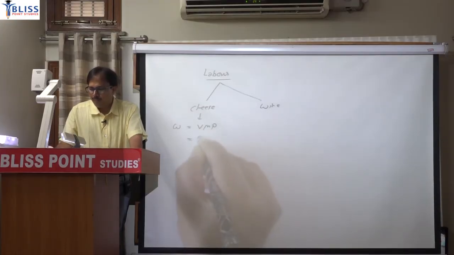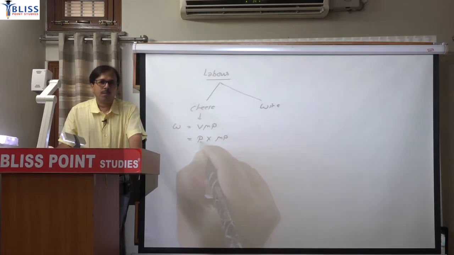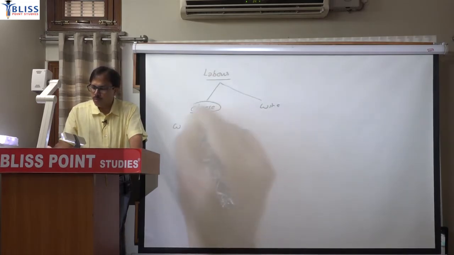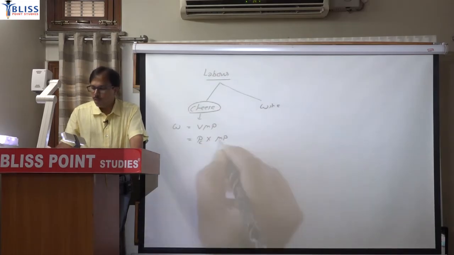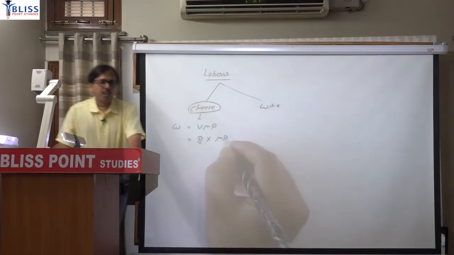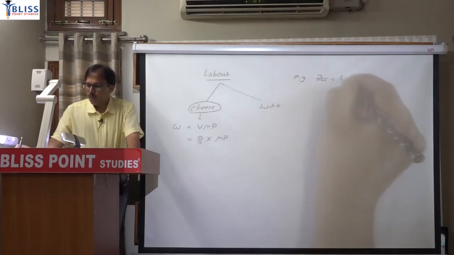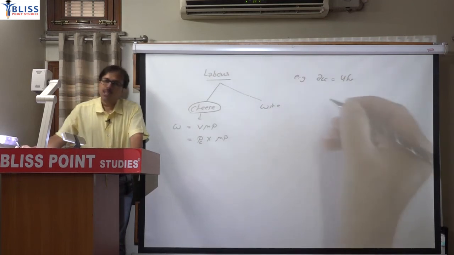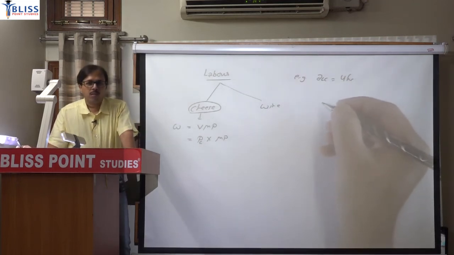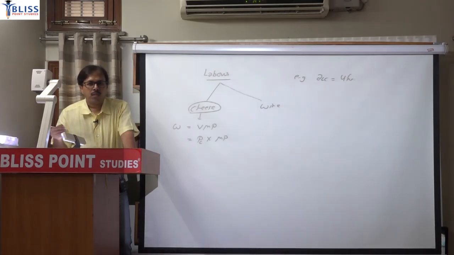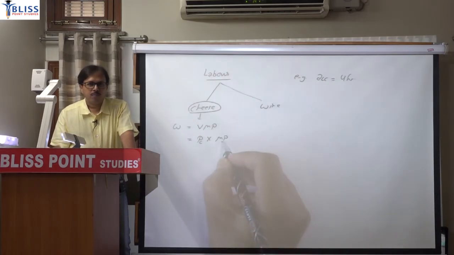That means what you are doing is price multiplied by marginal product, and it is the price of what? Price of the goods produced by labor. So this good is cheese, so this is the price of cheese. And what is the meaning of marginal product of labor? Just consider this example. I said ALC is 4 hours. It means to produce 1 unit of cheese in the home country it takes 4 hours. So in 4 hours you are producing 1 unit. So in 1 hour 1/4 unit will be produced, and whatever you produce in 1 hour will be called the marginal product of labor.